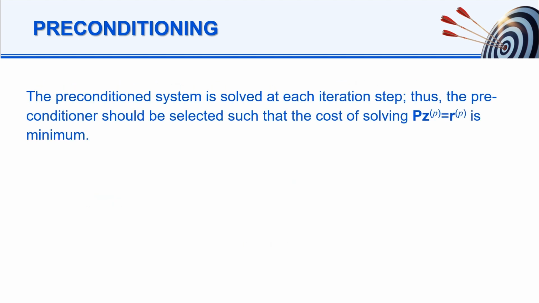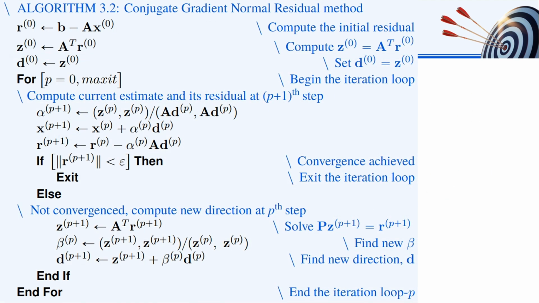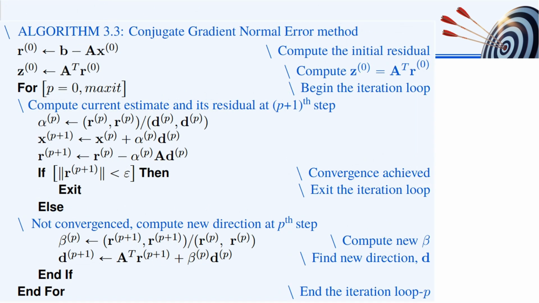The preconditioned system is solved at each iteration step. Thus, the preconditioner should be selected such that the cost of solving PZ equals R is minimum. Preconditioning increases the memory requirement and computational effort, but the additional cost is compensated by the reduction in the number of iterations required to reach an acceptable solution. The algorithm covered so far is applied to symmetric systems. For non-symmetric systems, we can apply the conjugate gradient normal residual method or the conjugate gradient normal error method.